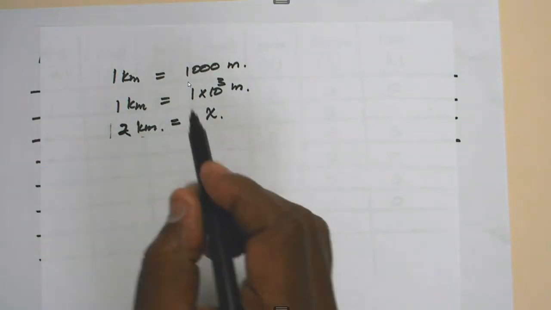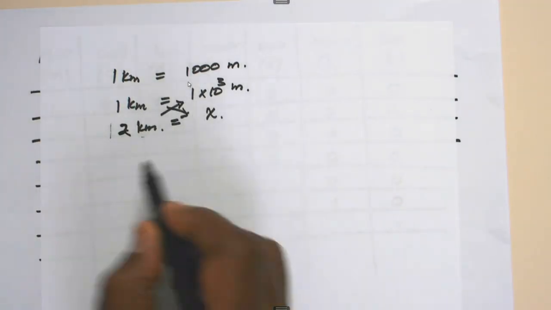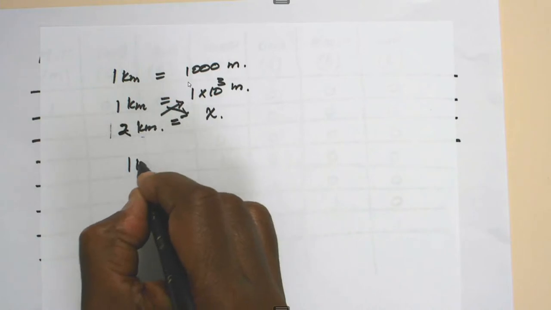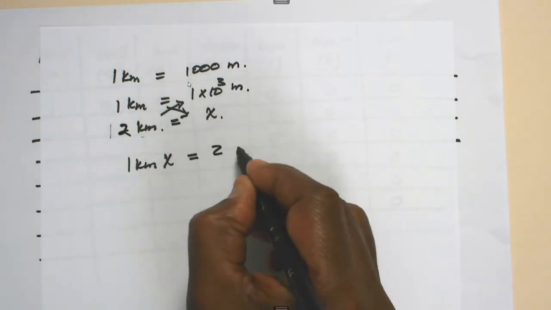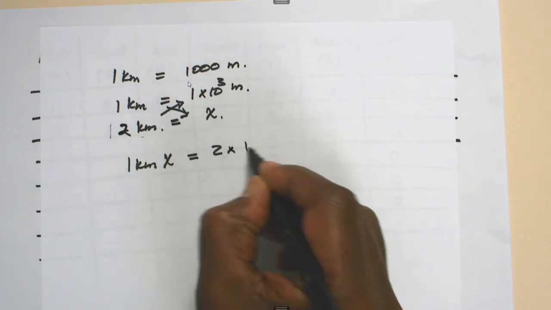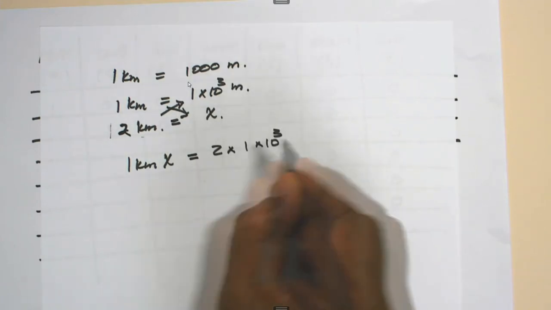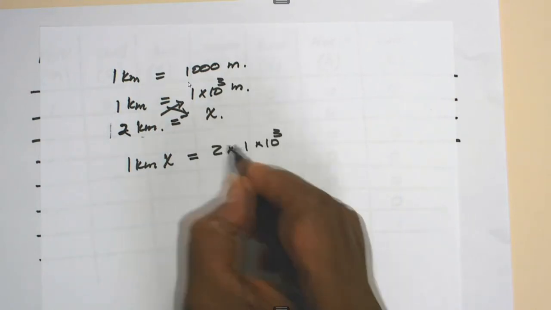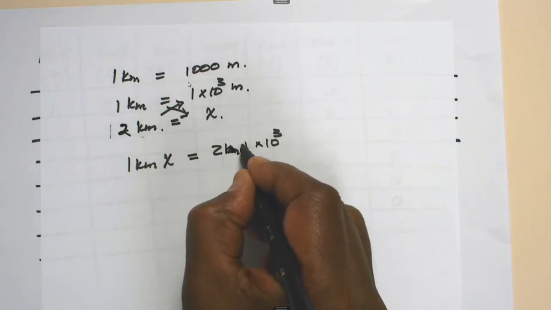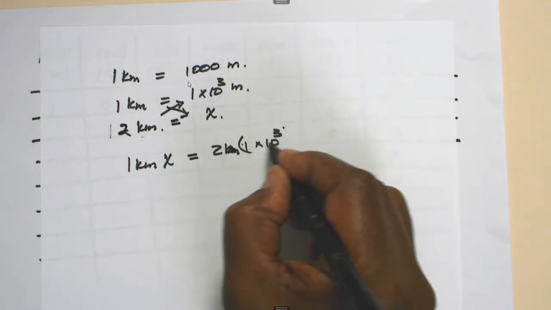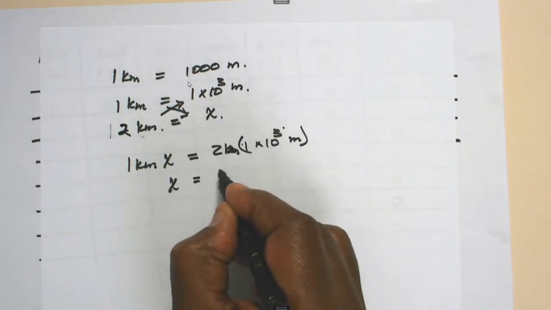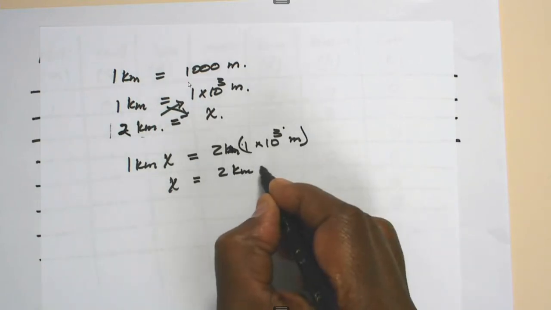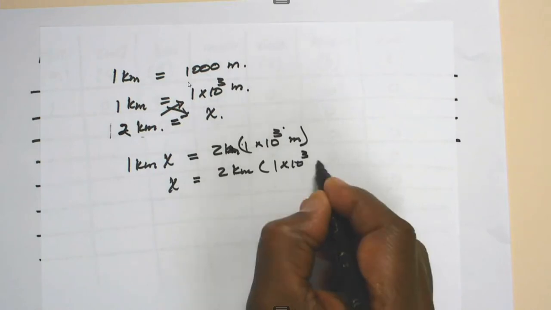So what do we do? We cross multiply. I will also use units in this case to say our x then will be 1 kilometer multiplied by x is equal to this times that, 2 multiplied by 1 times 10 to the power 3 meters. Okay, now I forgot to put the unit here, 2 kilometers. Let's put 2 kilometers multiplied by, let me put it in brackets, it doesn't matter, 1 times 10 to the power 3 meters. What I just want to show here is that those units will cancel out. 2 kilometers multiplied by 1 times 10 to the power 3 meters.